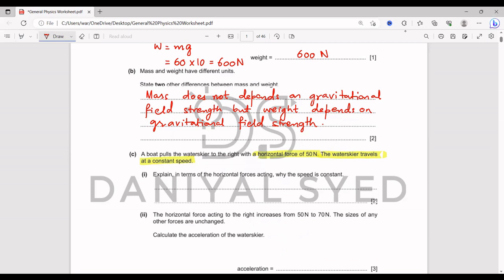So you should write down that all forces are balanced in nature, and you will get 1 mark when you write down that all forces are balanced in nature. But if you also write down that the resultant force is zero, then you will get the other 1 mark.